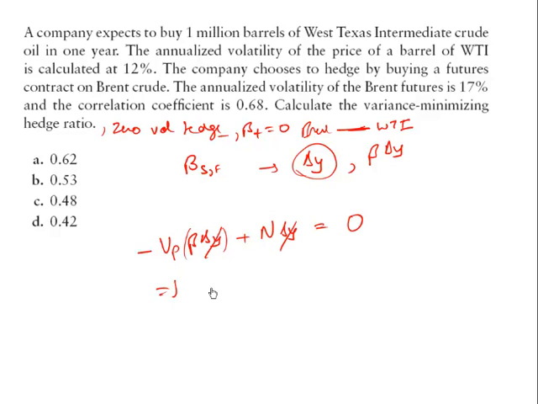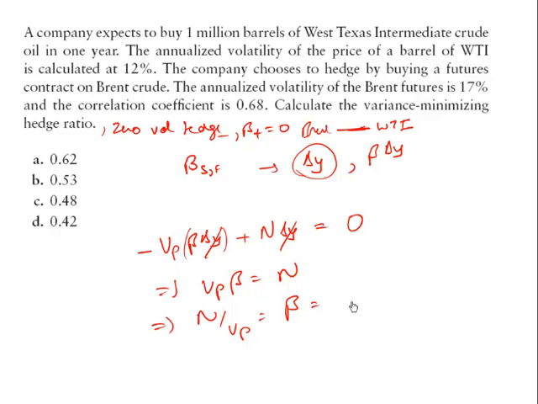Hence, we can calculate that Vp into beta is equal to N, or N upon Vp would be equal to beta. N is the number of forward contracts needed per unit of spot, or this is the definition of the variance minimizing hedge ratio. That is the number of units of the forwards or the futures needed per unit of the spot in order to make the target beta 0 or construct a 0 volatility hedge. So this comes out to be beta.